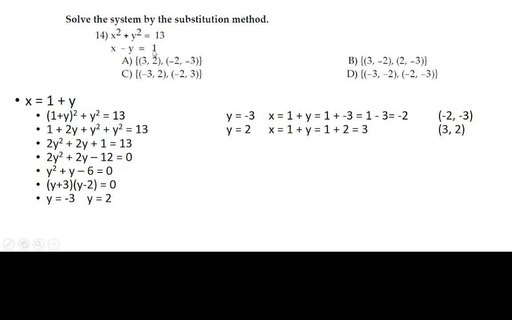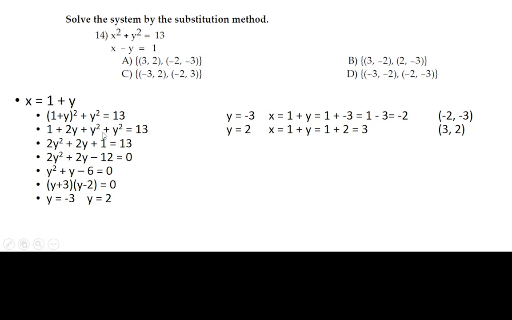X minus y equals 1, we can add the y over to the right, giving us x equals y plus 1. We then need to substitute that into the first equation, and that's where things get tricky because we're squaring the variables. We're squaring the x. We're squaring the 1 plus y. 1 plus y squared is 1 plus y times 1 plus y. That's going to give us 1 plus 2y plus y squared. Plus the y squared again that was already there equals 13.